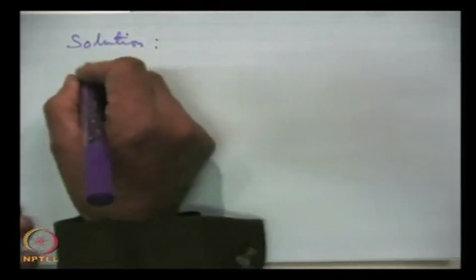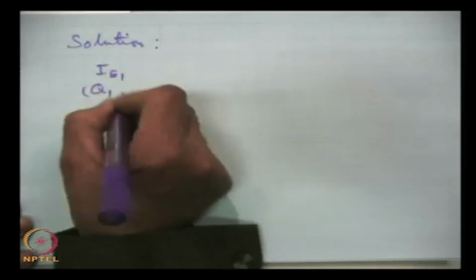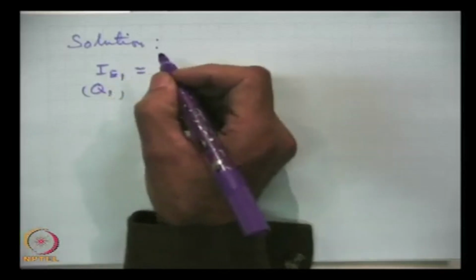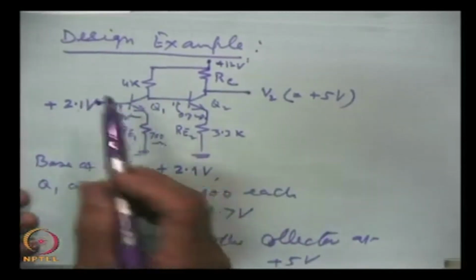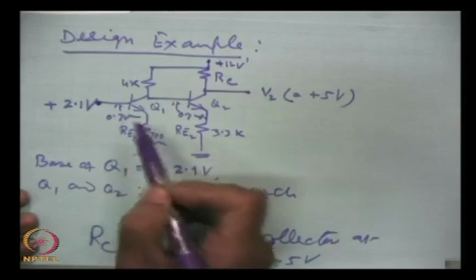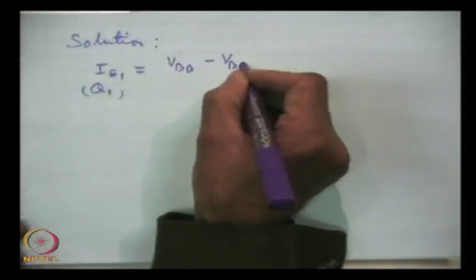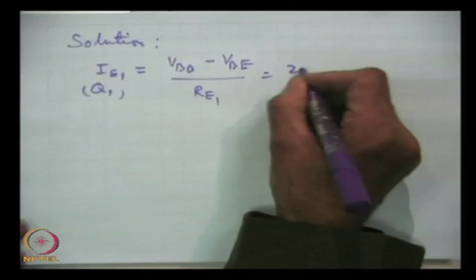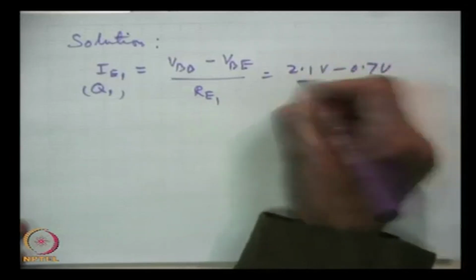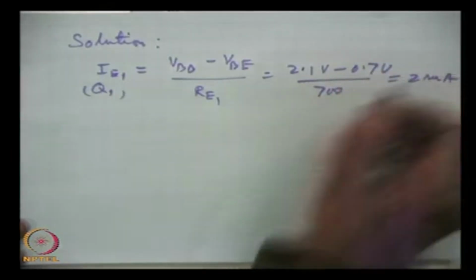First, the emitter current in Q1, IE1 for Q1. You know this now from our earlier module, how to calculate it: this voltage minus this, divided by this, will give you the IE. So IE1 of Q1 is VBB minus VBE divided by RE1, which is 2.1 volts minus 0.7 volts by 700 ohms, and this gives 2 milliampere.